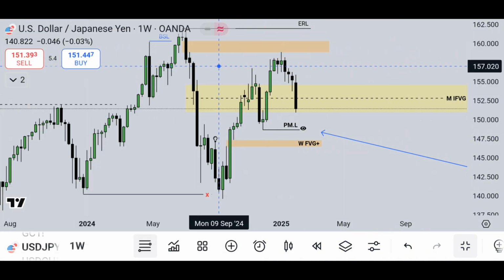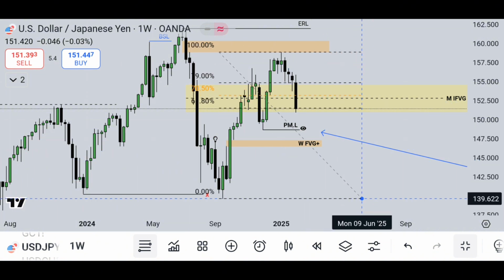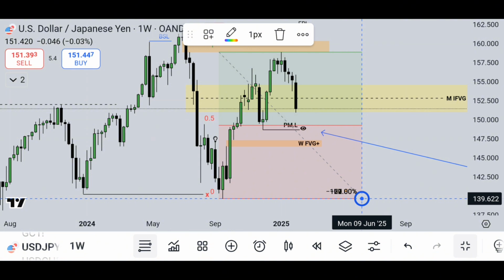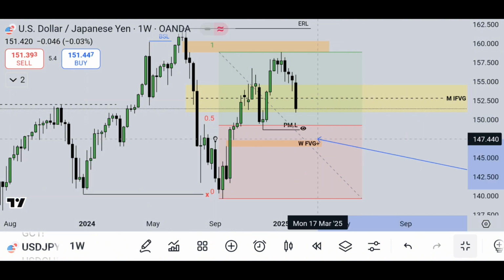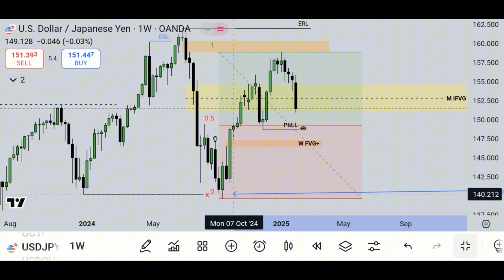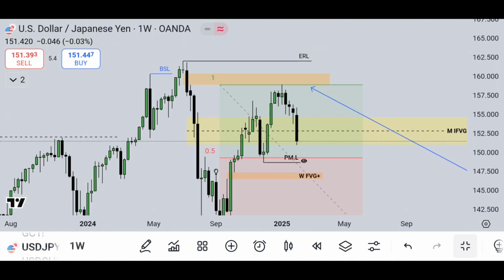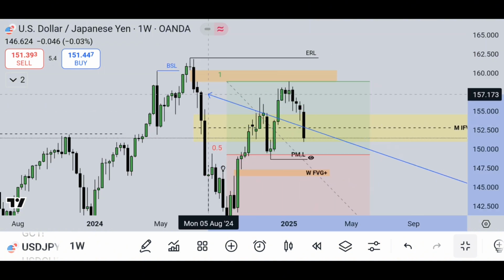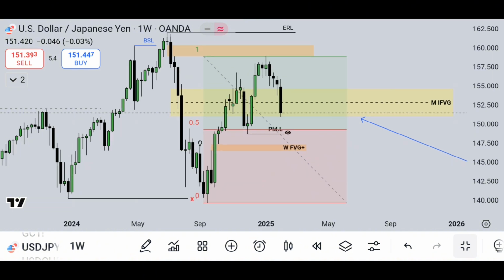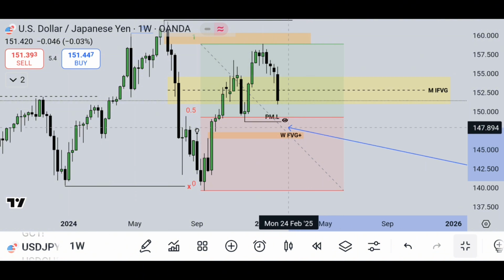So I will apply my fib just to show you. As you can see here, when we measure this dealing range from this low that took this sell side to this high that retraced to this weekly premium array right here, you can see that our discount array, we have this FVG. It's the only thing we have.